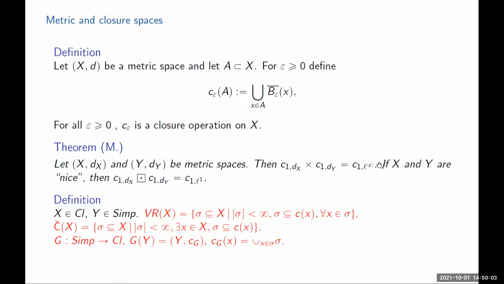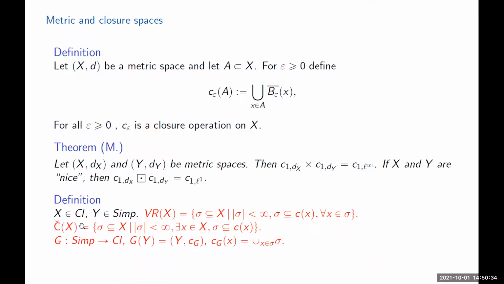You could maybe guess that the inductive product is thickening by 1 in the L1 metric. You need to make some assumptions about your spaces for that. It's not always true. What is always true is that it's finer than the thickening by 1 in the L1 metric. But to get the other direction, you need to make some assumptions that are necessary.